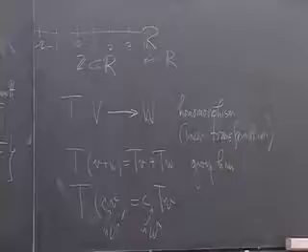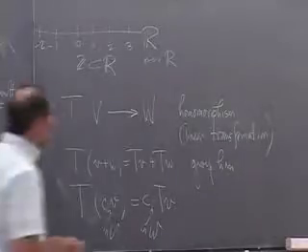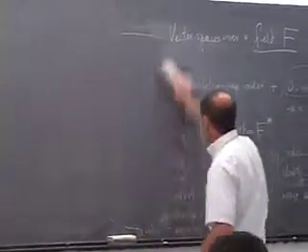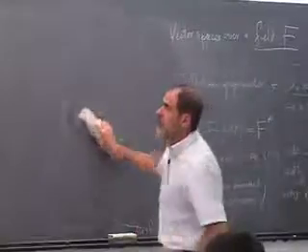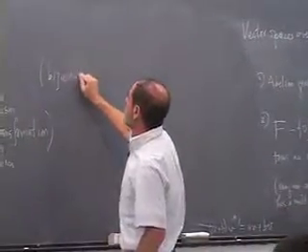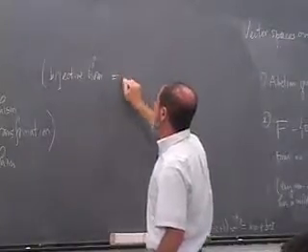So, just like a group homomorphism. Okay? If it's a linear transformation which is bijective, we say it's an isomorphism, just like we did for groups. Homomorphism is equal to an isomorphism.